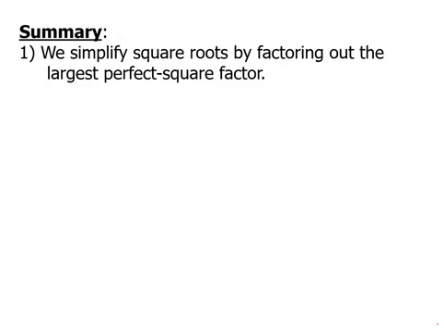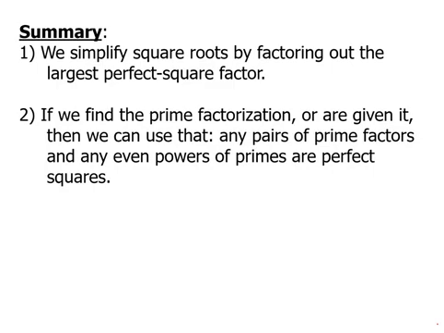In summary, we simplify square roots by factoring out the largest perfect square factor. If we can find the prime factorization, or if it is given, then we can use that. Any pairs of prime factors and any even powers of primes are perfect squares. So that can be helpful too.